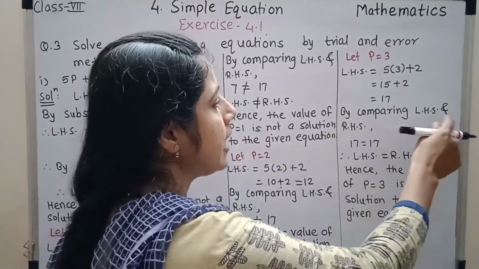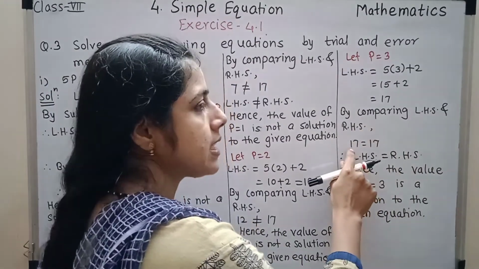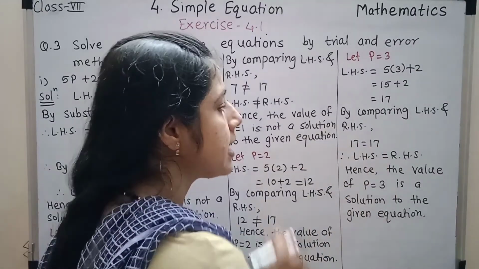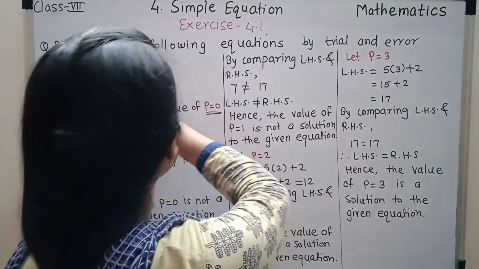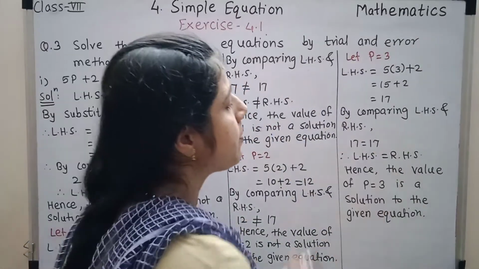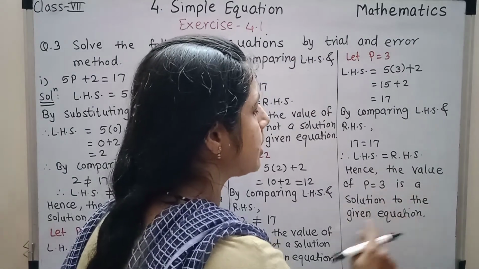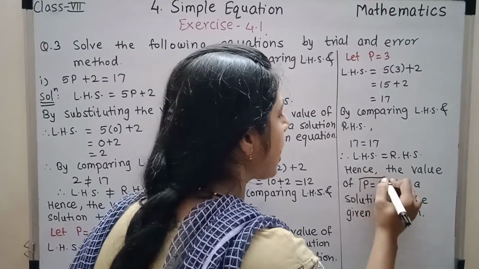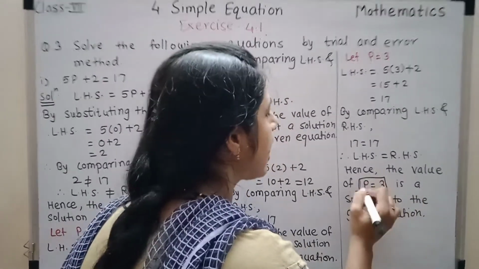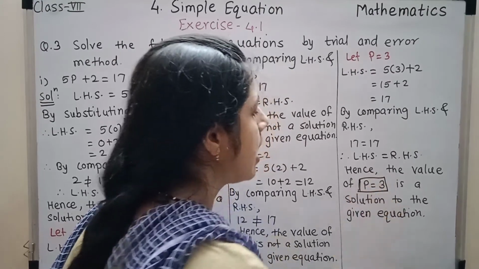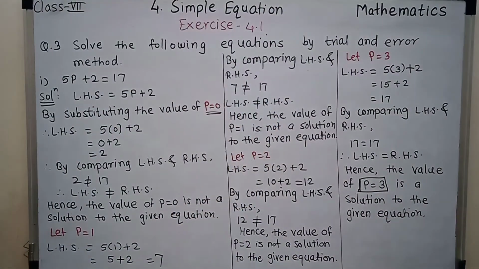Now by comparing LHS and the RHS, what do we get? LHS we have calculated 17. RHS we have given that 17. So LHS equals RHS, and hence the value of p equal to 3 is a solution to the given equation. जहाँ पे भी आपको solution मिलता है, always highlight your solution. Yes. And with this we got, by trial and error method, the value of p equal to 3. Now we will continue with the next example, that is the second one.